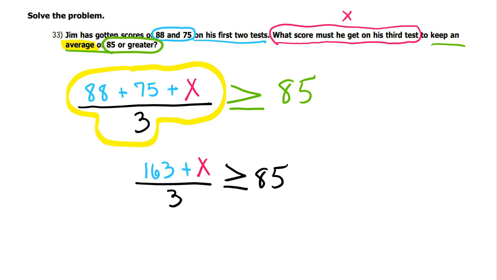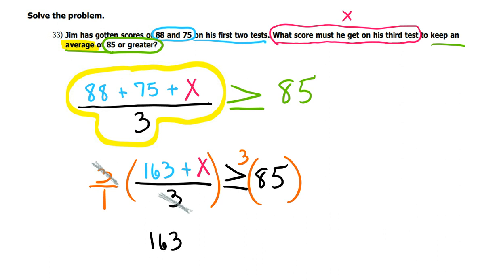This equation has a fraction in it, so I am going to pick another color. How about orange? I am going to multiply both sides of the equation by 3, because 3 is really 3 over 1. And then what happens is that this 3 here cross cancels out that 3 there. And then you're just left with the numerator of 163 plus X. And then that's going to be greater than or equal to whatever 85 times 3 is, and that would be 255.